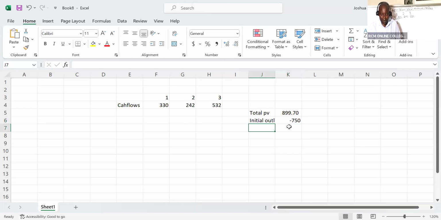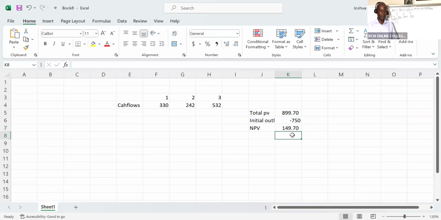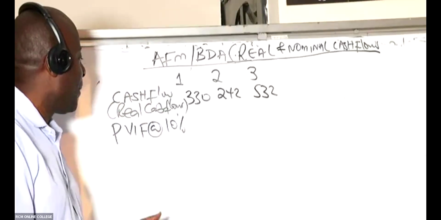Because I now want the net present value, I add the two by holding alt and pressing equals, then enter. I'm getting my NPV of 149.70. Is there any BDA ninja who has been able to get that 149.70?